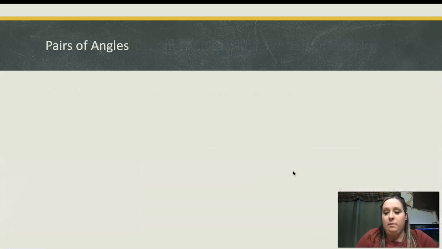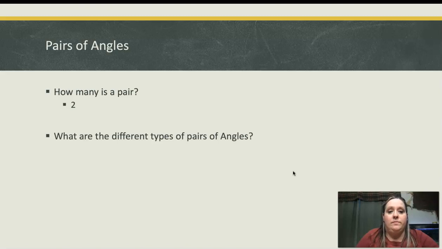So next we're going to talk about how to find these measurements without using a protractor. So how many is a pair? 2. If you have a pair of something, a pair of shoes, a pair of headphones. Okay. So what are different types of angles? Pairs of angles. Complementary, supplementary, adjacent, and vertical.